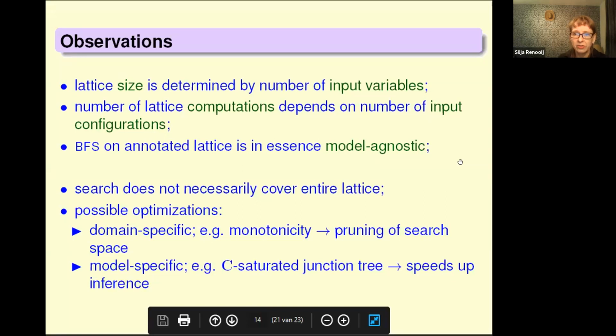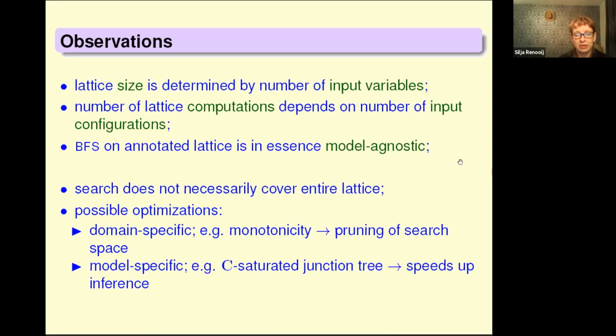So what I try to illustrate is that the size of the lattice is determined by the number of input variables, and we have to search through this lattice. So that is one of the aspects of the computational complexity. Then we have the number of computations we really have to do within the lattice. That depends on the number of input configurations. And those computations are the ones we do in the Bayesian network.